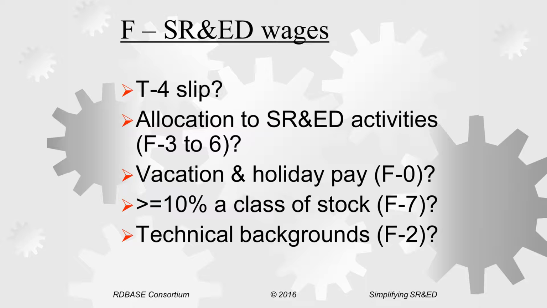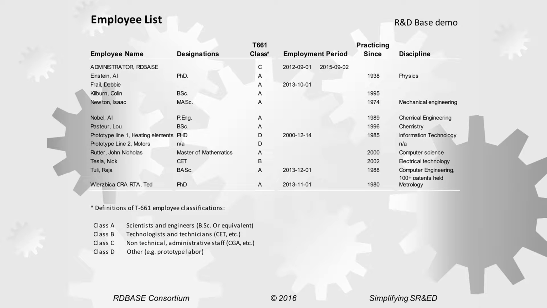Any employee who owns 10% or more of any class of stock of the corporation, or anyone related to them by blood, marriage, or adoption is called a specified employee. And there's special rules to them that you want to be aware of. Okay? And lastly, we want to take the most senior people and give a brief overview of their technical backgrounds, which is now required for the form. So one of the things I like to do is, in our case example, get a list of the employees, highest technical designation, which determines which class. The form actually wants a breakdown of equivalent full-time employees that are Bachelor of Science or equivalent, technology, CET or equivalent, technical, and prototype labor.